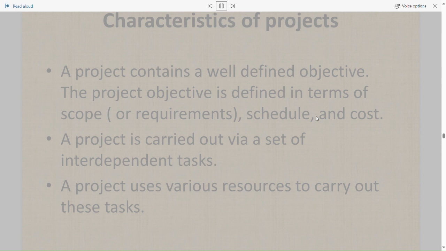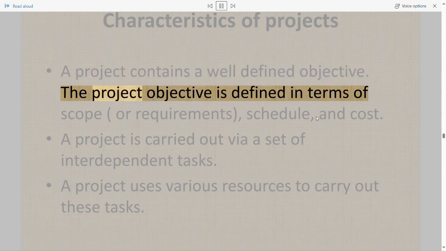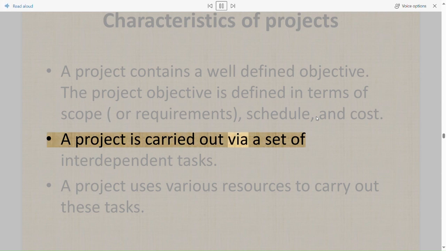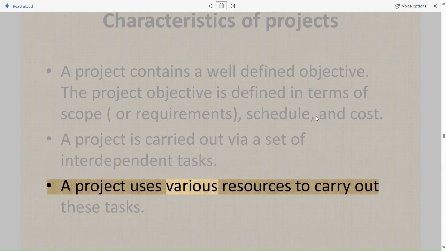Characteristics of projects. A project contains a well-defined objective. The project objective is defined in terms of scope or requirements, schedule, and cost. A project is carried out via a set of interdependent tasks. A project uses various resources to carry out these tasks.